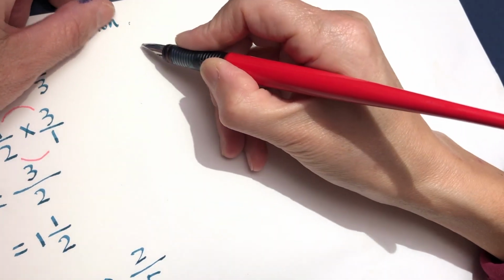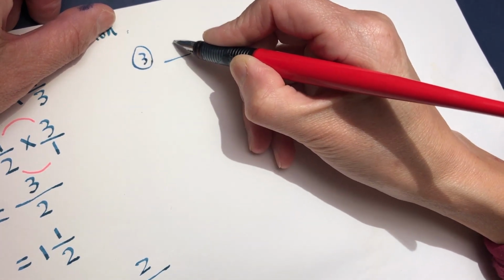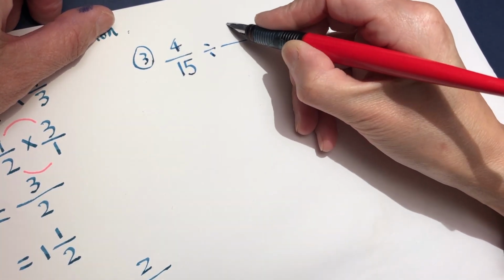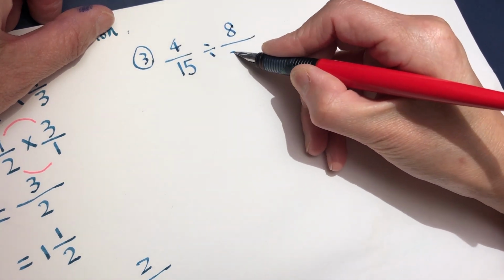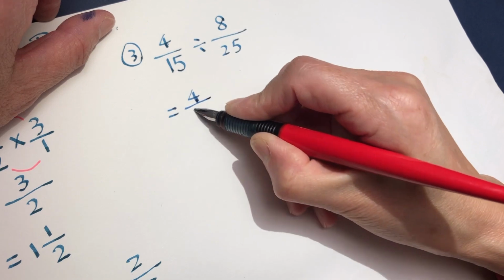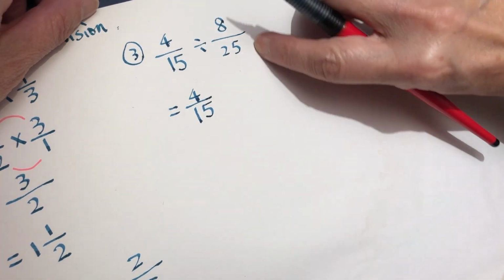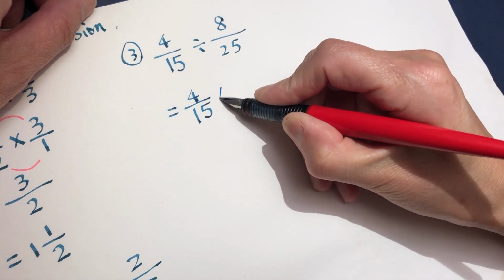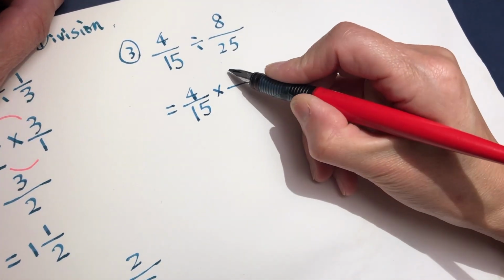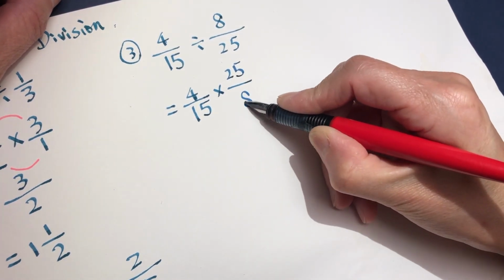Okay, now we make the numbers a little bit more interesting and more complicated. 4 over 15 divided by 8 over 25. Let's do this. 4 over 15, the first number never, ever changes. And the second number, the divider, we change upside down to make it into a multiplication form. So the bottom is 25, now we move it to the top, 25 over 8.